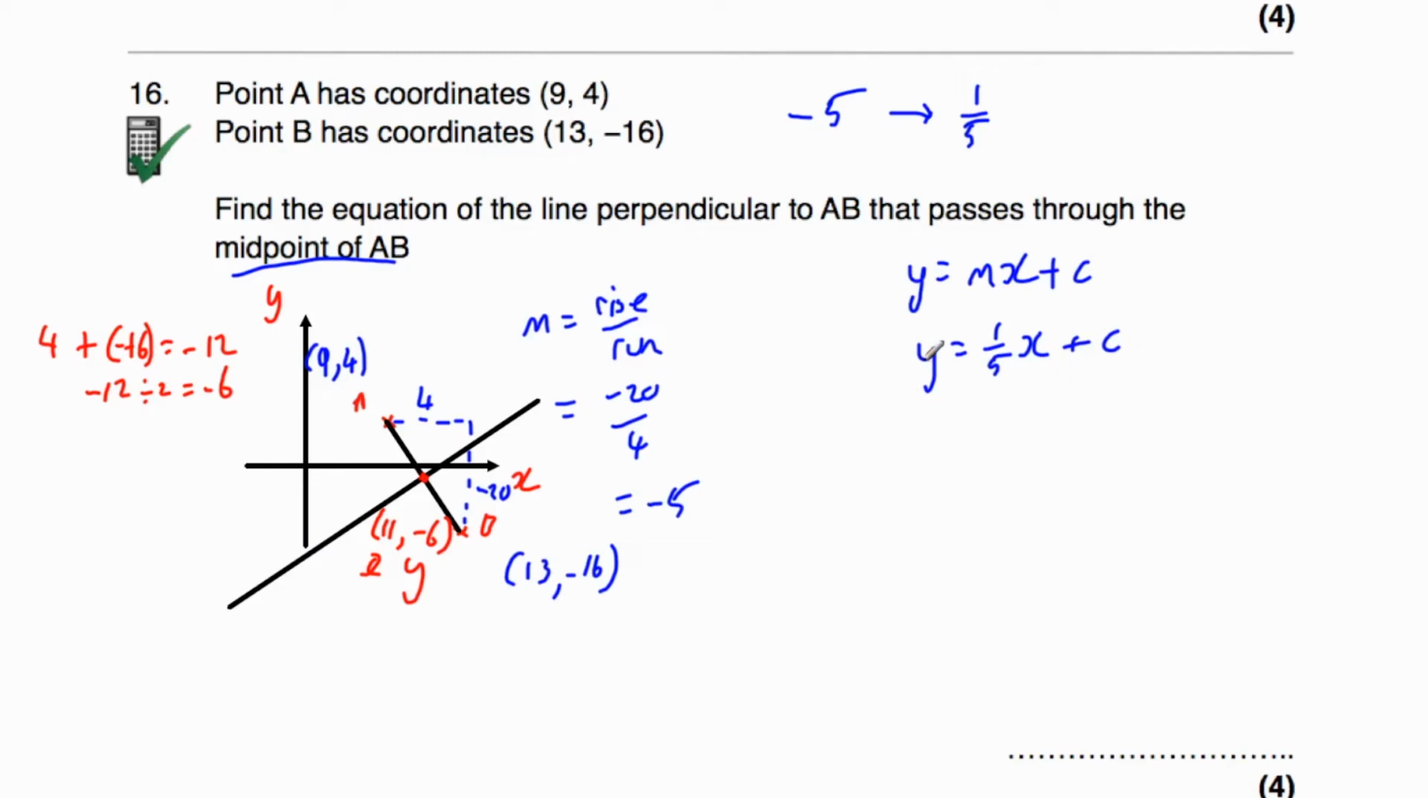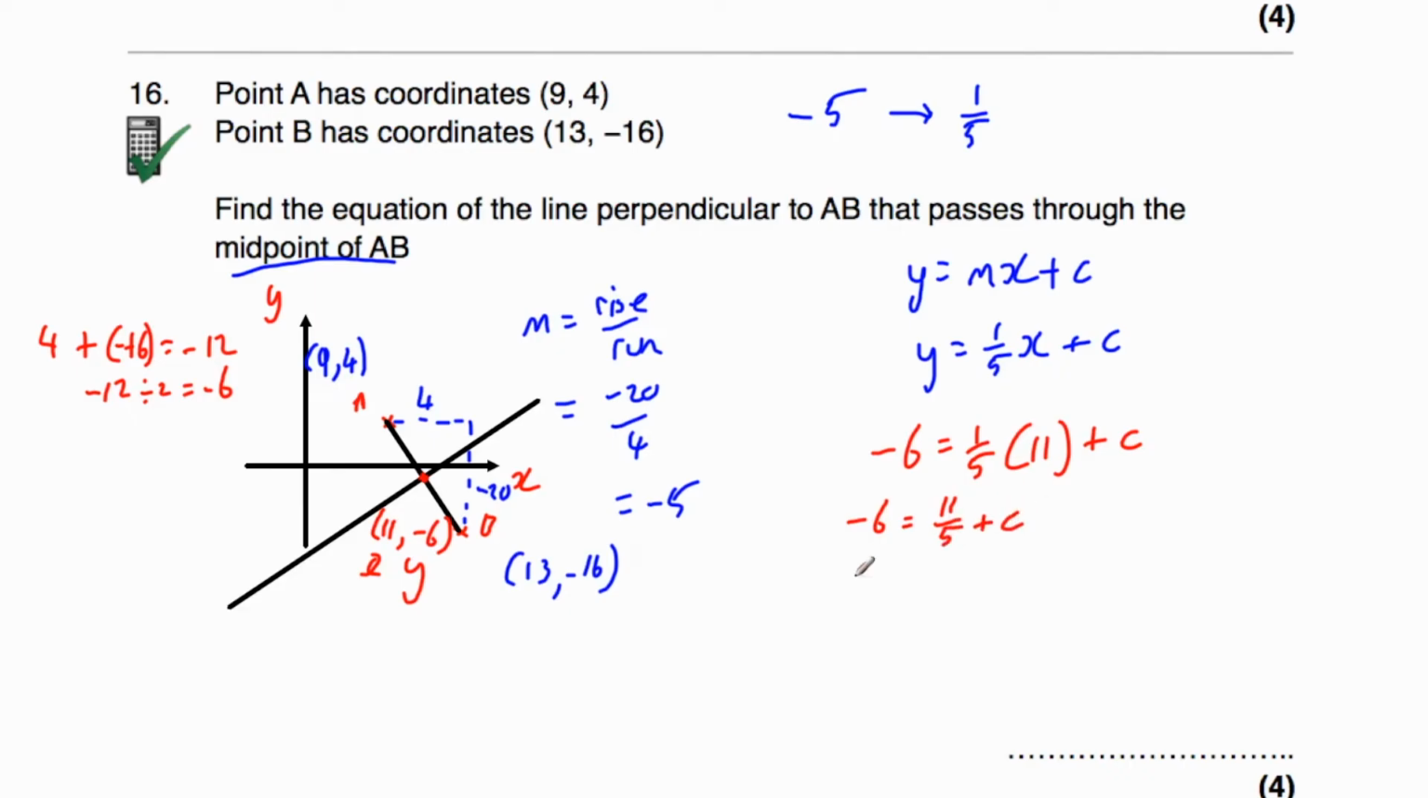So let's substitute the value for y in. y was equal to -6, so we get -6 is equal to a fifth times x, and x is 11, so a fifth times 11 plus c. Okay, so we've now got -6 equals, and we're going to do a fifth times 11, well it's going to be 11 fifths plus c.